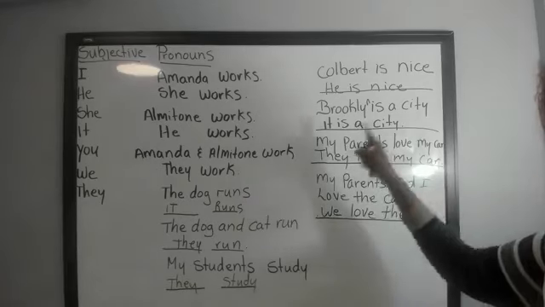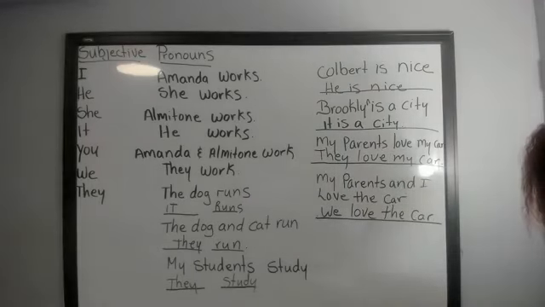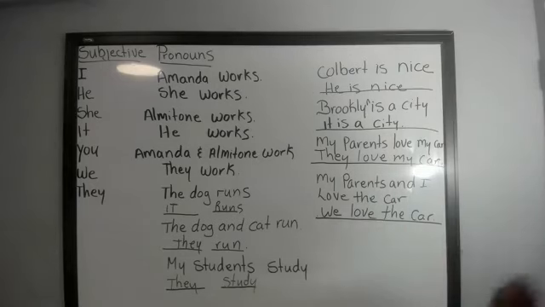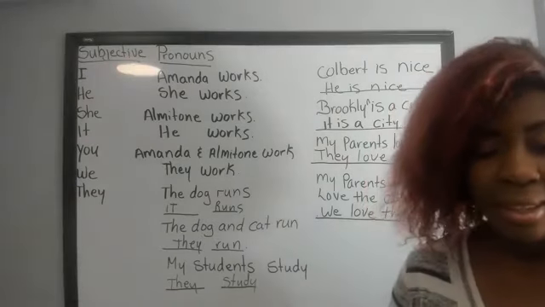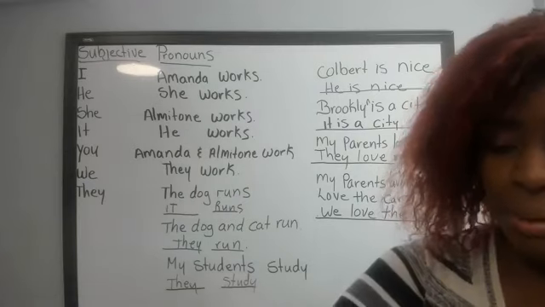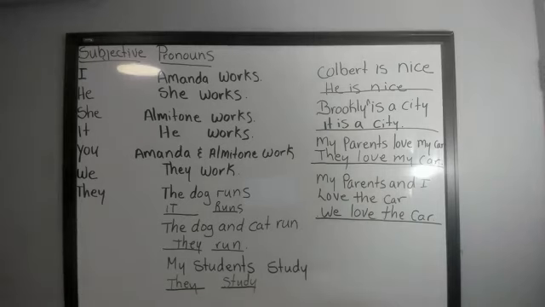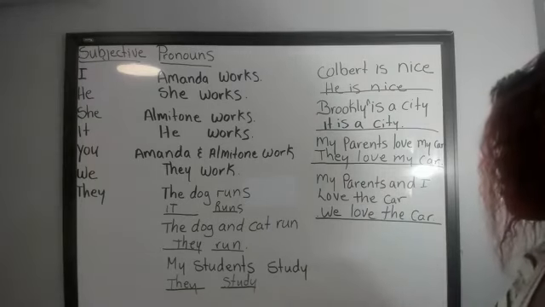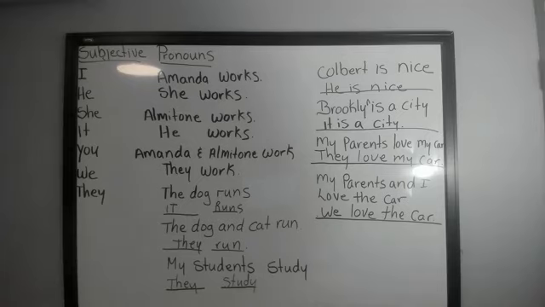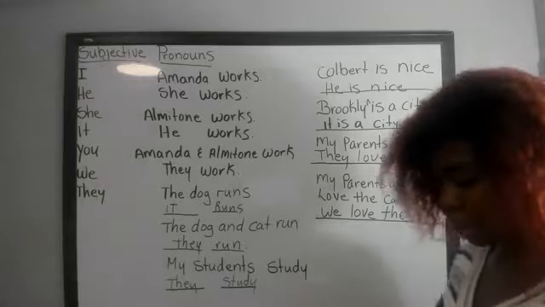So Brooklyn will use it, for it is a city. Then we have: my parents love my car. My parents love my car. All right. Since we're talking about both parents, I will say they love my car. Then we have: my parents and I love the car. My parents and I love the car. We love the car, all right?